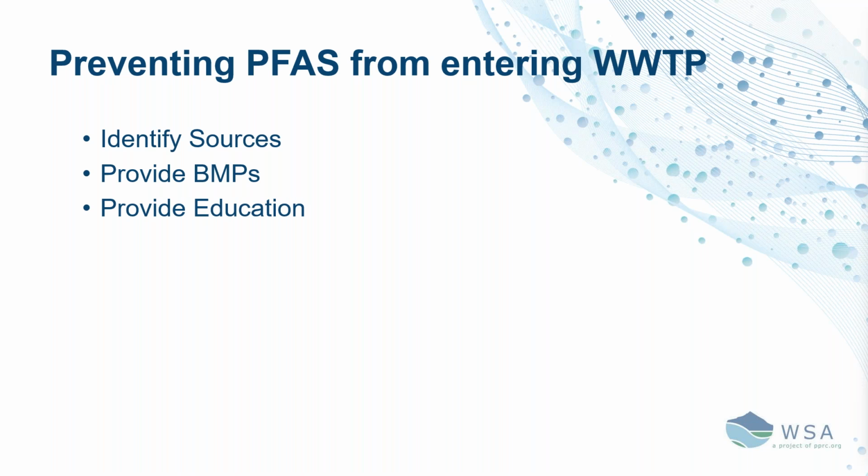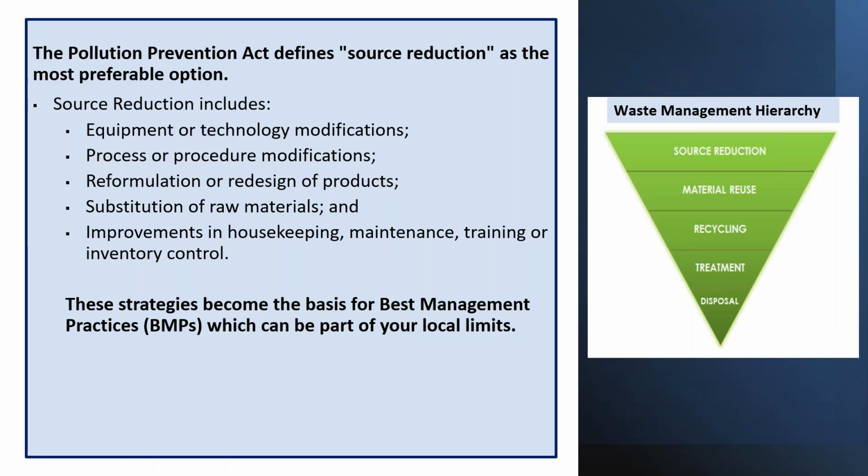When we talk about pollution prevention, we're a pollution prevention organization, and so it comes second nature to us, but there are some definitions, and it's something that not everybody is intimately acquainted with. On the right-hand side here, you can see what the general waste management hierarchy is. The least preferable is disposal, and then treatment, recycling, material reuse, and then source reduction.